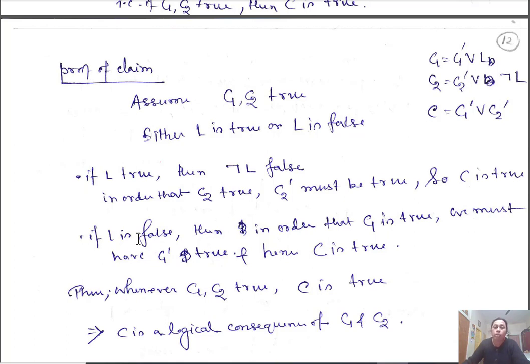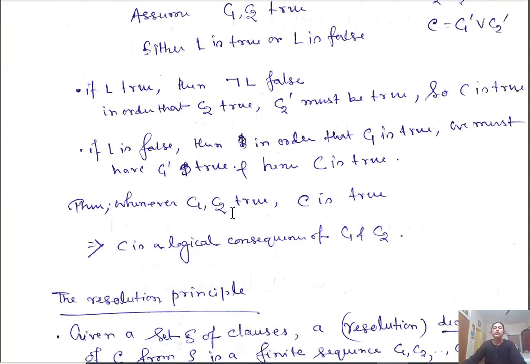In case L is false, you can argue from here: L false, and given C1 is true, this means C1 prime must be true. C1 prime true means here C is true. Okay, so whenever C1 and C2 are true, C is also true. So C is a logical consequence of C1 and C2.